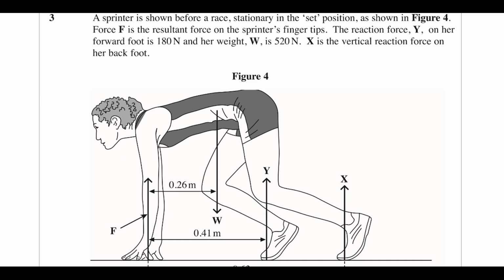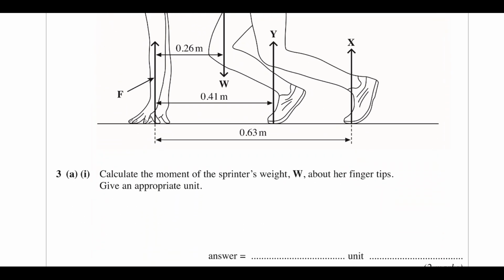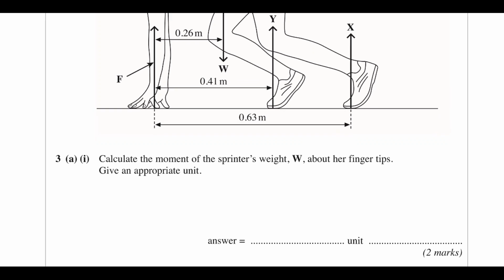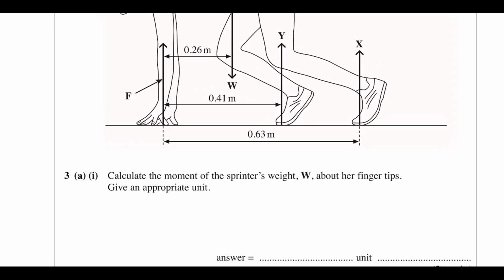So in this question, we're looking at a sprinter, and they're initially stationary, so they're in equilibrium. We've got several forces acting on it, at the fingertips and each of the feet. And we've got some values for the force at the forward foot and the weight force, but we don't know X and we don't know F at the moment.